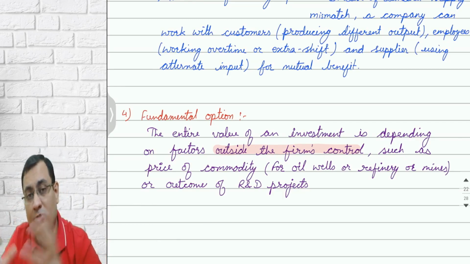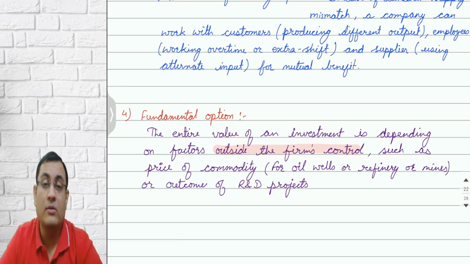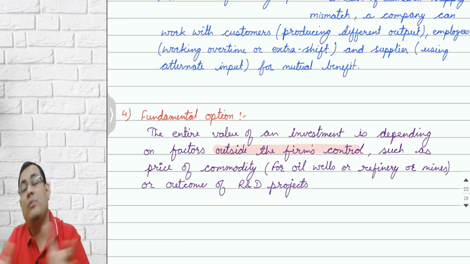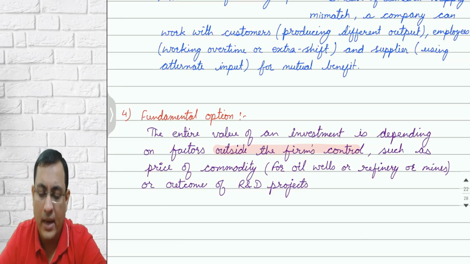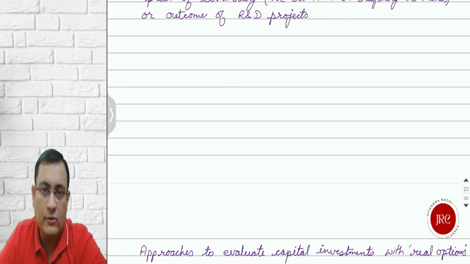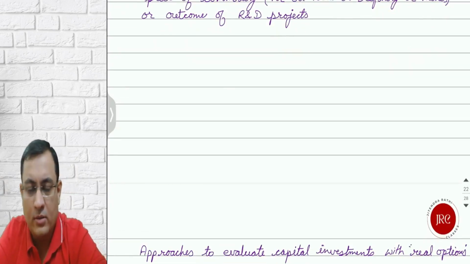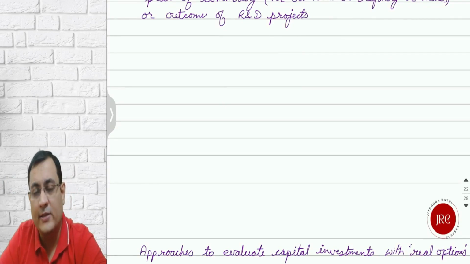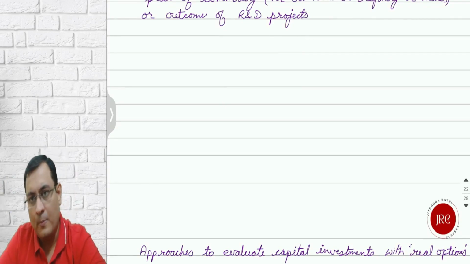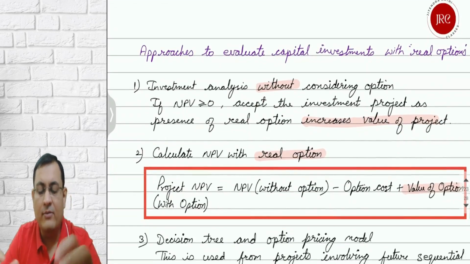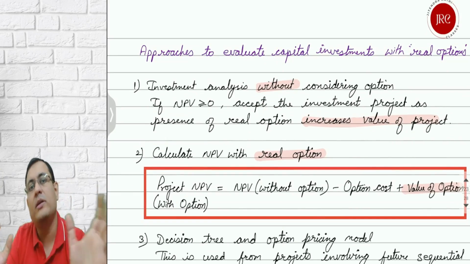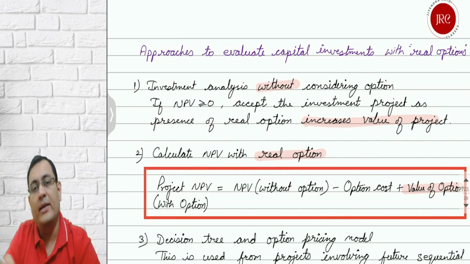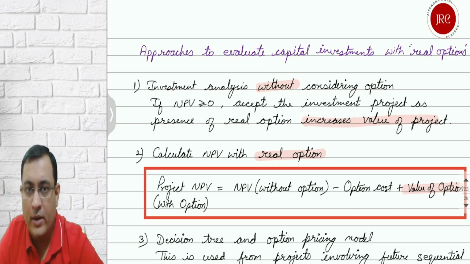So this type of situation is called a fundamental option, which is based on factors beyond the control of the decision maker. So let's go for some numerical calculation on how to deal with these real options in our investment analysis, that is, the NPV approach. First of all, whenever you are evaluating a capital investment, evaluate it without considering the real option, because a real option is finally going to be exercised only if it is value enhancing.